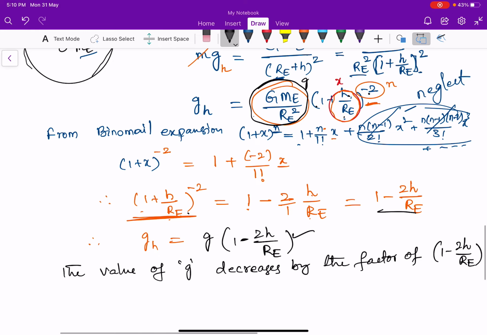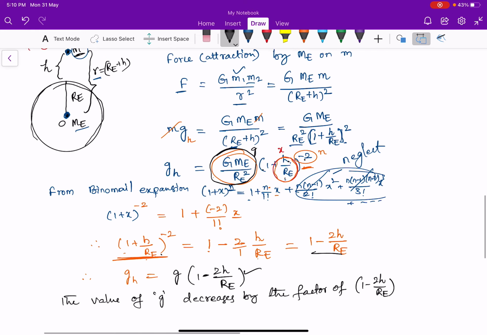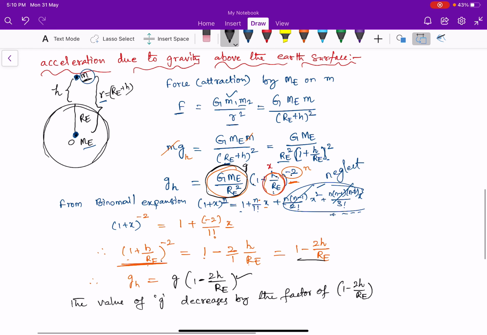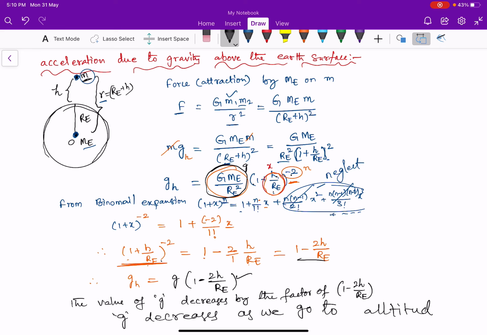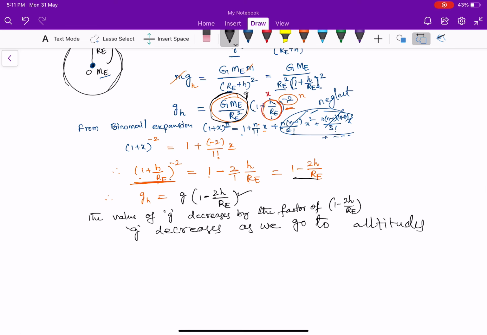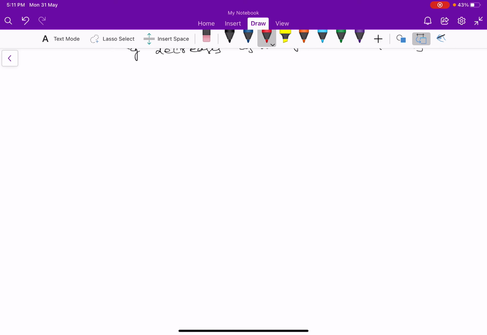So g value decreases as we go to higher altitudes, altitude being the height above the surface of Earth. Now I am going to discuss acceleration due to gravity below the surface of Earth.